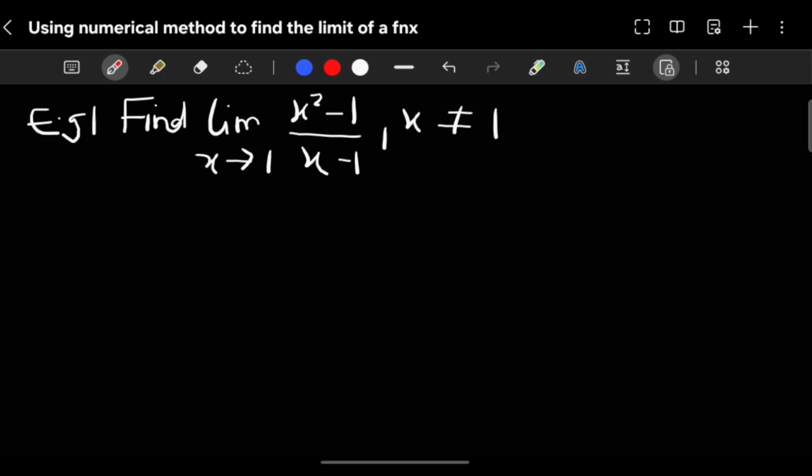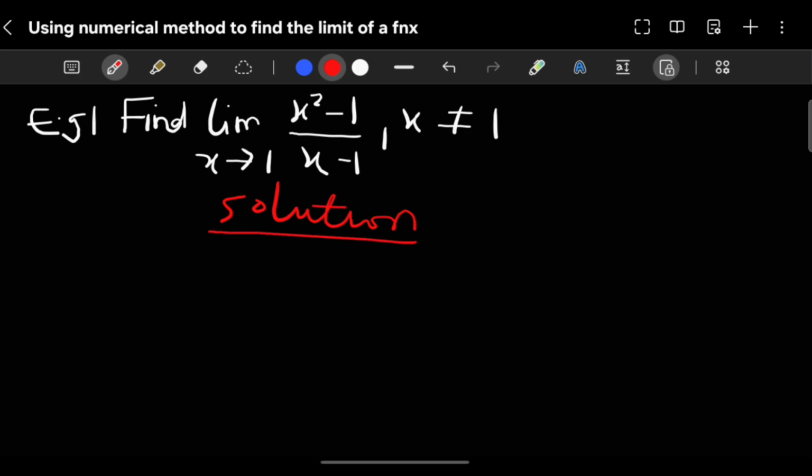To find the limit of a function using the numerical method, you first have to find test values. Test values are values that you are going to plot or substitute into the function to know the behavior of the function. To get your test values, let's begin with the solution.